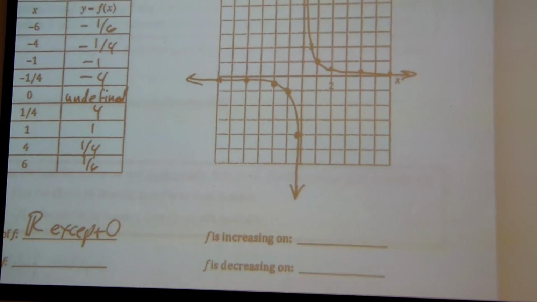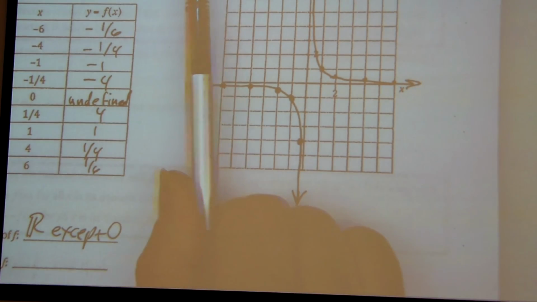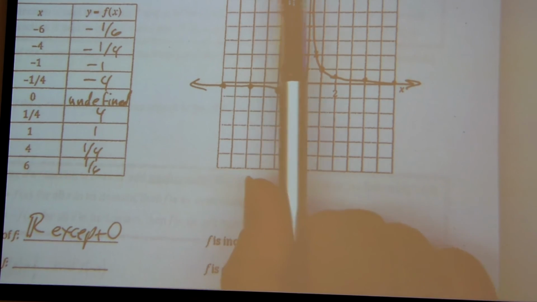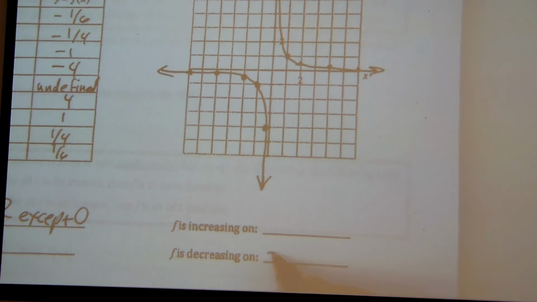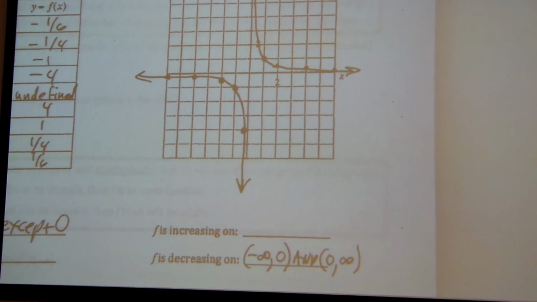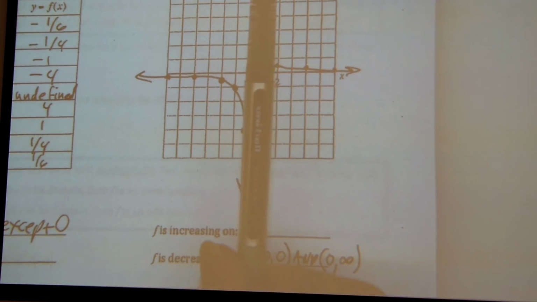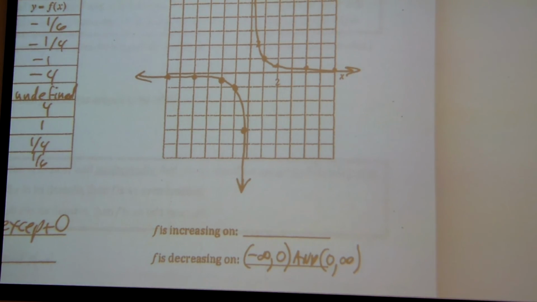You know, this is an interesting function. When you scan from left to right, you're actually decreasing, right? Just slowly decreasing and then quickly decreasing. It's decreasing from negative infinity up to 0, not including 0, and from 0 to infinity. But I wouldn't say it's decreasing everywhere because of that undefined point in the middle. So I would give it those two separate intervals and kind of say, well, it's decreasing everywhere except for at 0. It's not even included in the domain.